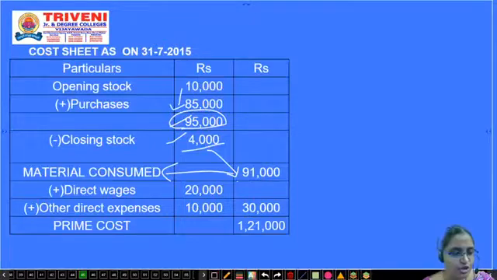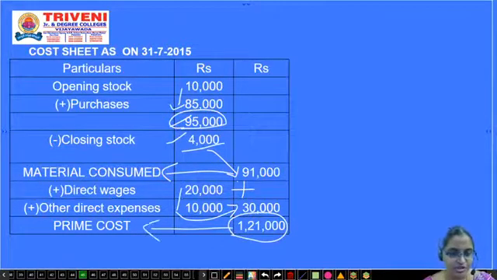After that, you add the direct wages 20,000, and add other direct expenses 10,000. So 20,000 plus 10,000, you got the amount 30,000. Now 91,000 plus 30,000, you got the amount 1,21,000. It is named as prime cost. Next, continuation.